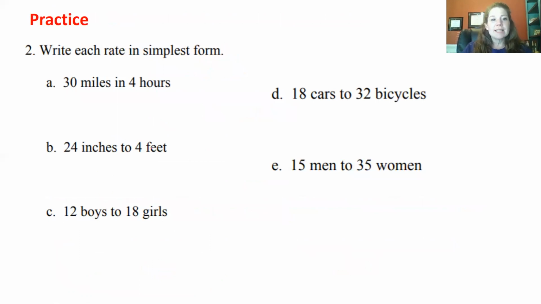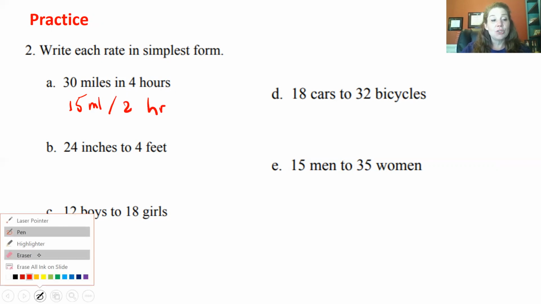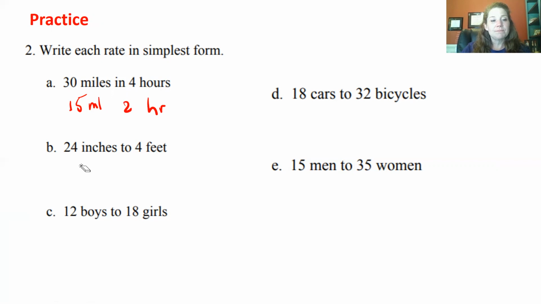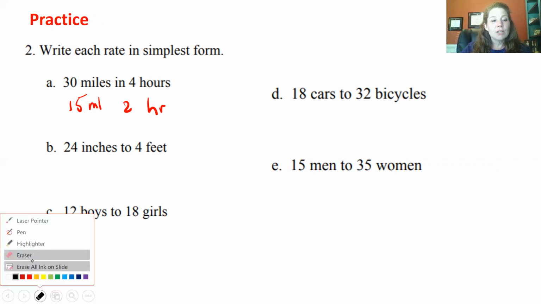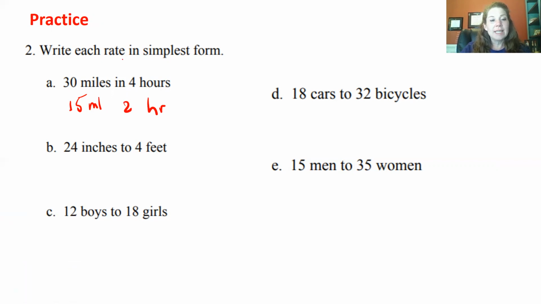Write each rate in simplest form. So 30 and 4, I can divide both of those by 2. So I have 15 miles per 2 hours, or in 2 hours. I shouldn't use per because that's not unit rate. So let me get rid of that. They use the word in, so I'll just use a colon, it's fine.